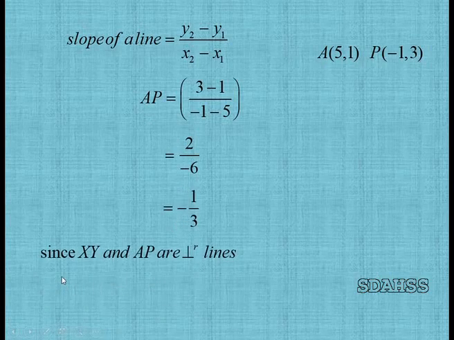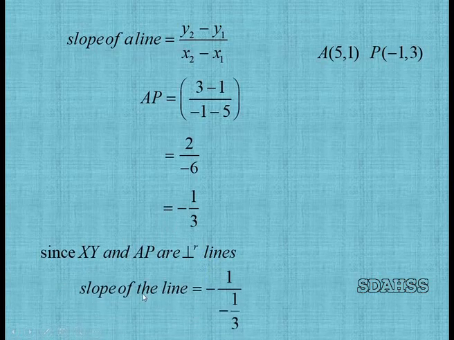Here, since XY and AP are perpendicular lines, we want to find the slope of the perpendicular line. Slope of the line is equal to minus 1 by m. Here m is minus 1 by 3. Cancel the numerator and denominator by minus sign. Take reciprocal, so you will get 3.